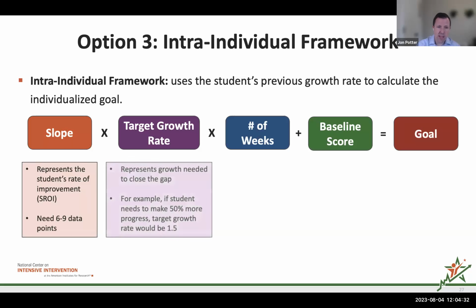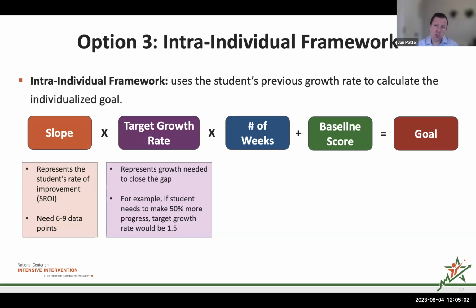And then we're going to multiply that by a target growth rate. So that represents the growth needed to close the gap, or growth that is accelerating them beyond what they're currently seeing. So that may be they need to make 50% more growth than students. Maybe it's 100% more growth. But so if they're growing 1 digit a week, maybe we're setting that goal for, we're going to say 1.5 digits a week or 2 digits a week. And so that's going to be a number that's going to accelerate them beyond what they're currently growing at.